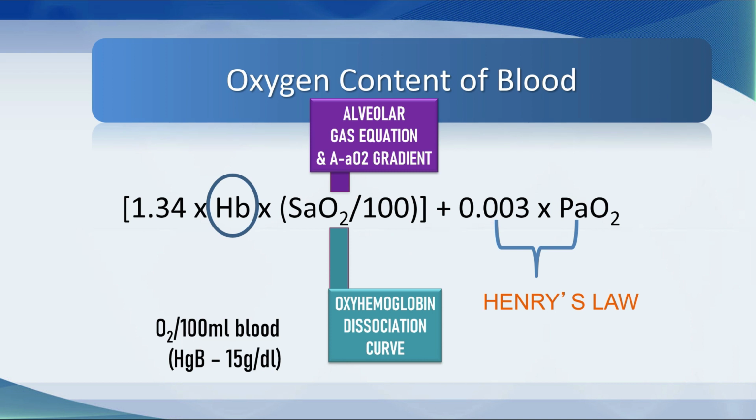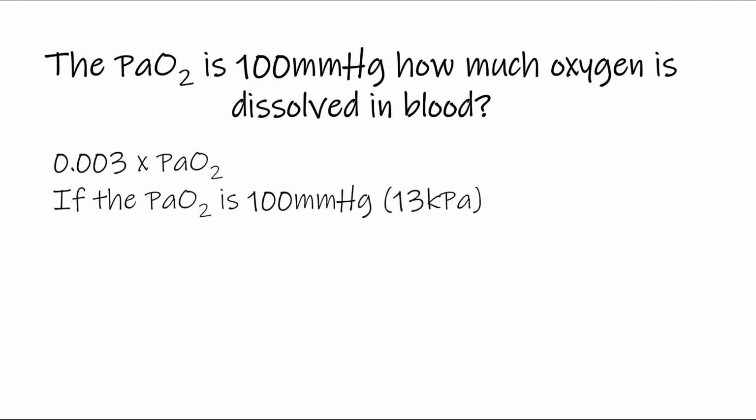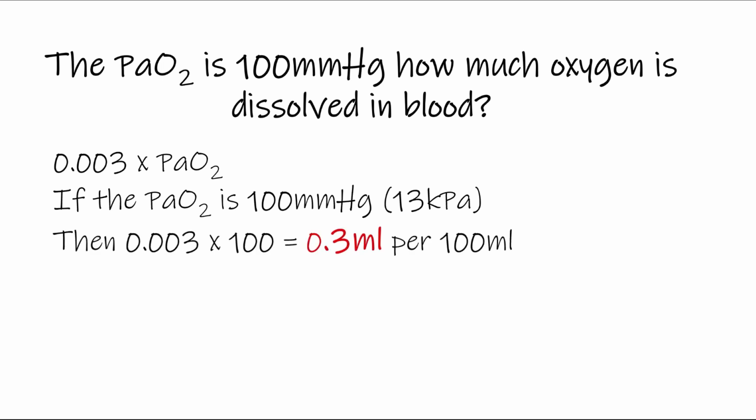This, of course, reports the oxygen content per 100 mils, and the reason for this is because hemoglobin is traditionally reported per 100 mils. For example, 15 grams per deciliter, where a deciliter is 100 mils. If the PaO2 is 100 millimeters of mercury, how much oxygen is dissolved in the blood? Well, you take 0.03 times the PaO2, and if the PaO2 is 100 millimeters of mercury or 13 kilopascals, then 0.03 by 100 equals 0.3 mils per 100 mils. And this is a negligible amount.